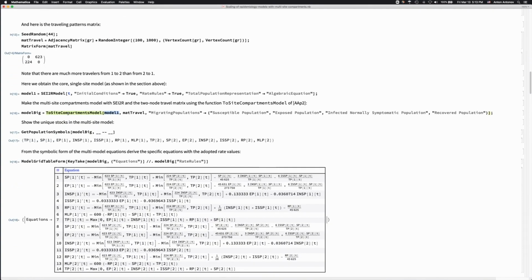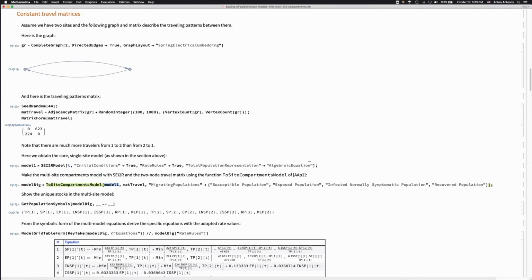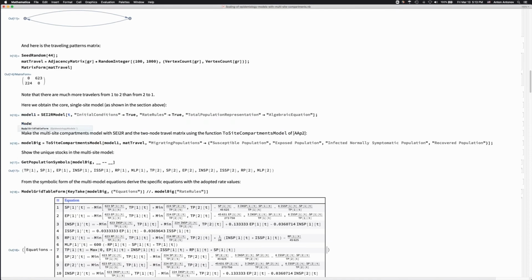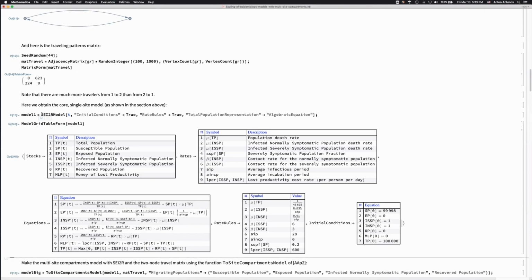We might think that everyone is traveling: susceptible, infected, exposed. In this particular model, though, because my SAIR model actually has two infected populations, the name of this model is SEI2: normally symptomatic and severely symptomatic.